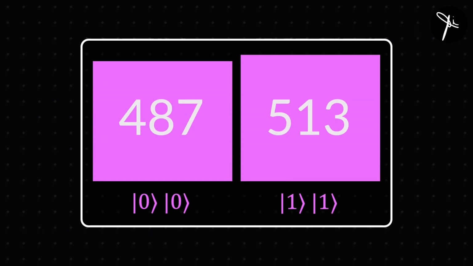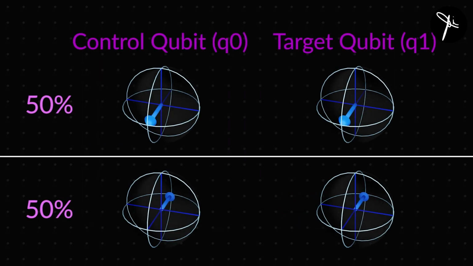Surprisingly, we only get 2 results instead of 4. That's not what we expected, but because of entanglement, at the moment we measured the first qubit, both superpositions collapsed, and the other was forced to flip to the same state.